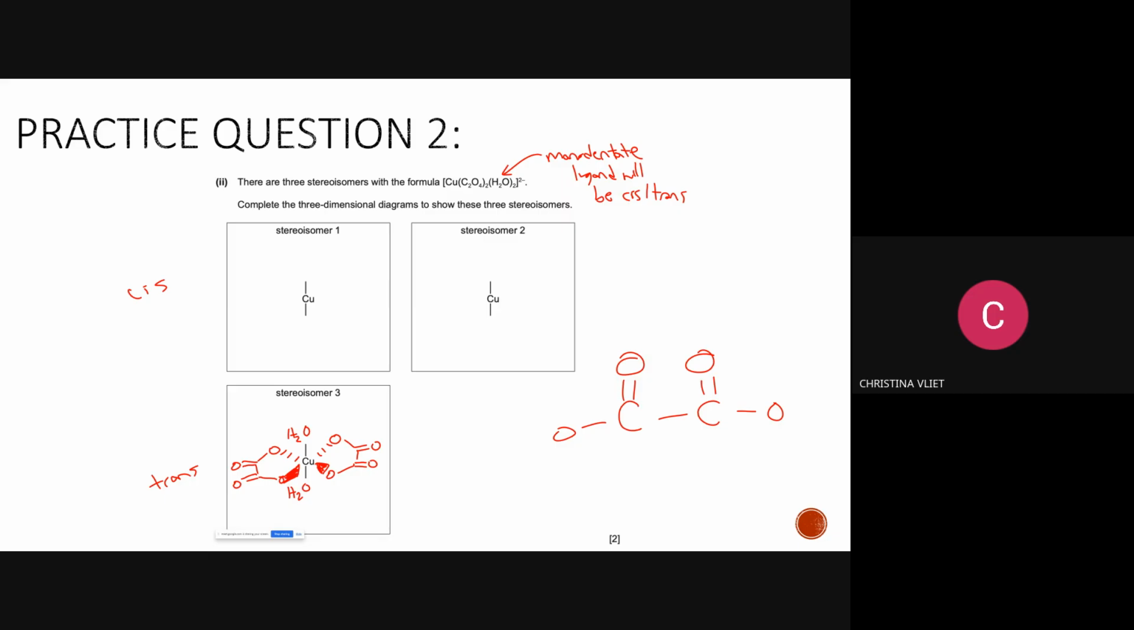Now, what about the cis variants? How would I do the cis variants? 2 optical isomers for the cis variants. Instead of your water being 180 degrees apart, your water now needs to be 90 degrees apart. So how I would do it is, well, first of all, I should prepare my octahedral diagram.